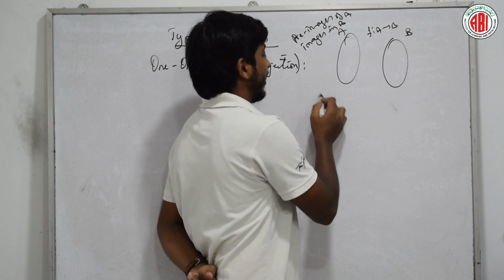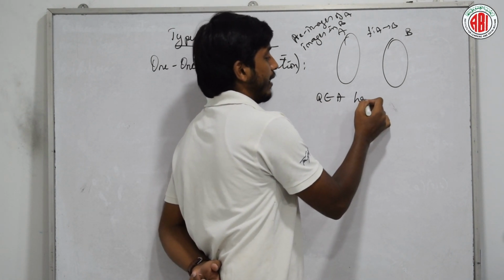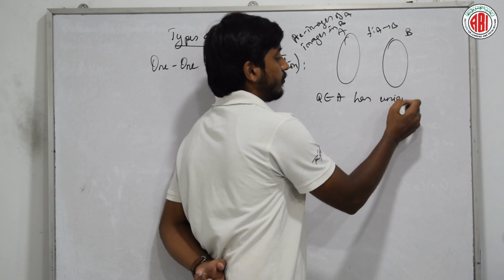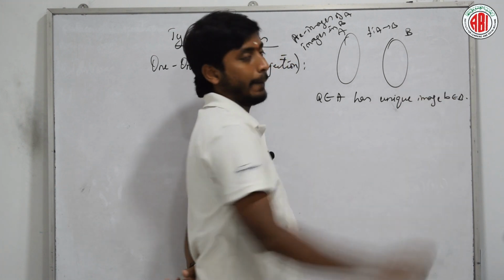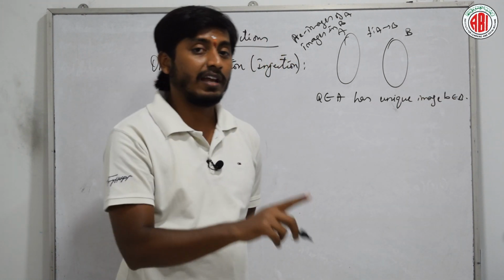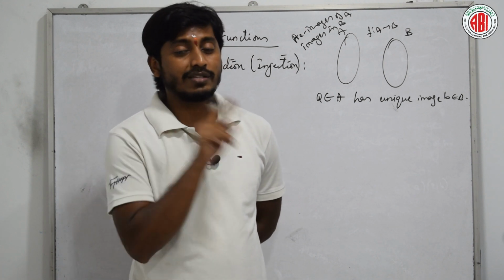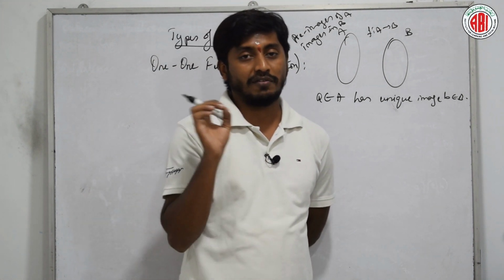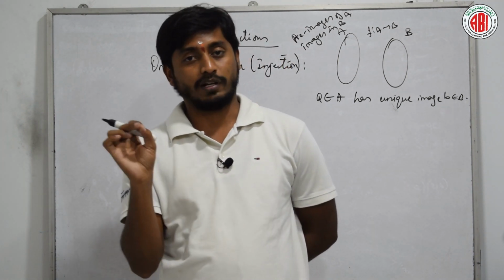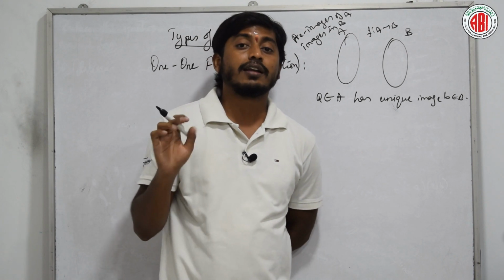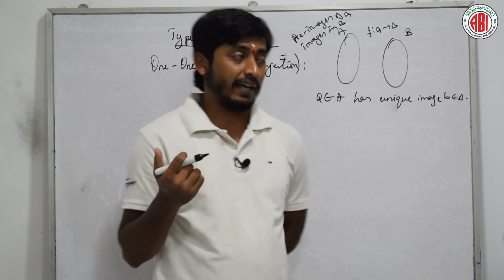In technical terms we can remember it like this: for every a belonging to A, there is a unique image b belonging to B. Which means for every one input you get only one output. That is a 1-1 function. A 1-1 function is one where for every single input you get a single unique output. This output should not repeat. Is it clear? Fine.